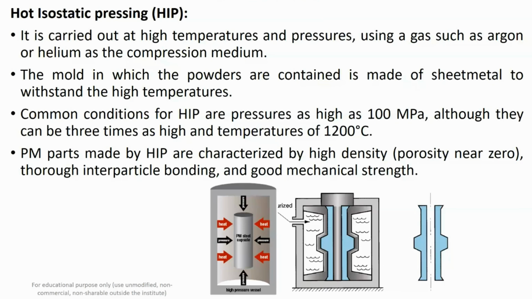And all such processes require very sophisticated tooling. The press will be of a different type, and your die will be of very good quality and made of high temperature resistant and high strength material. So this is a very brief discussion about hot isostatic pressing.